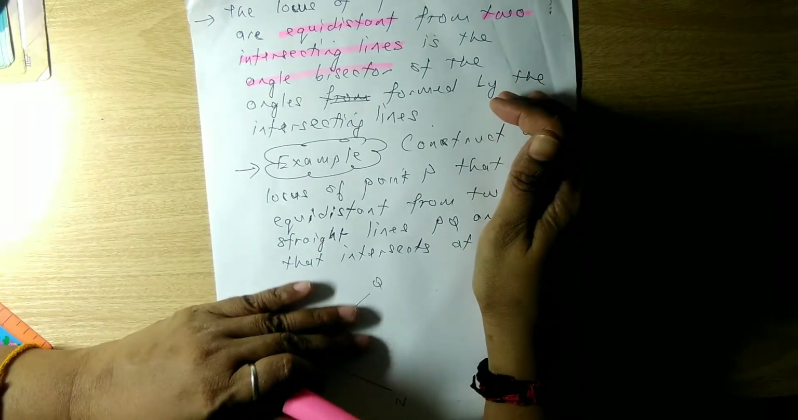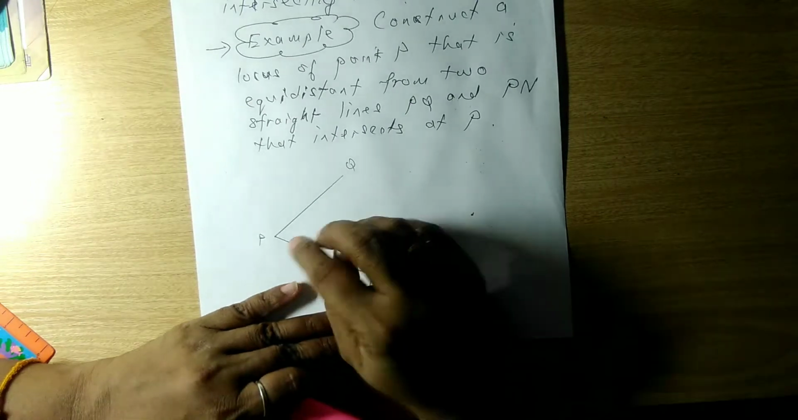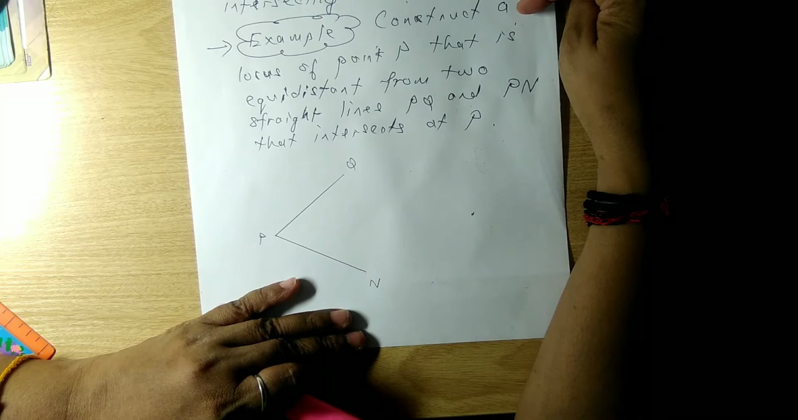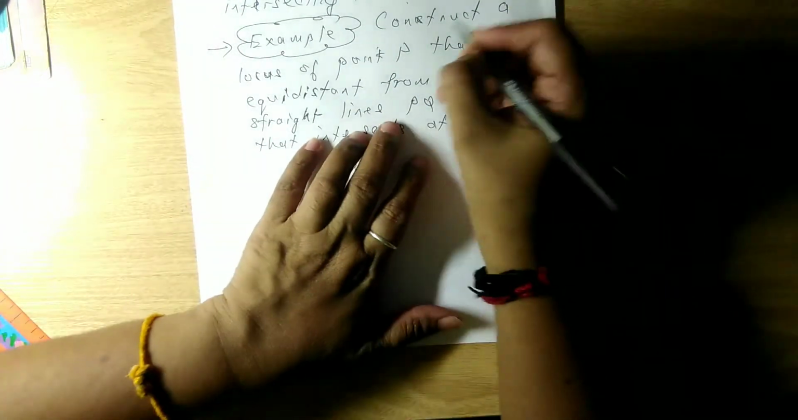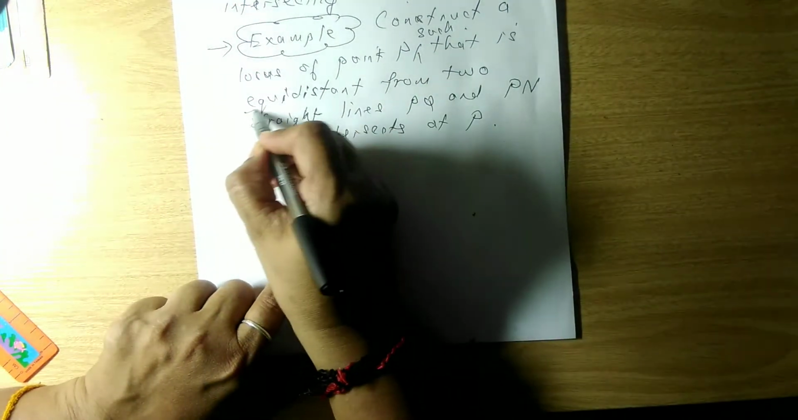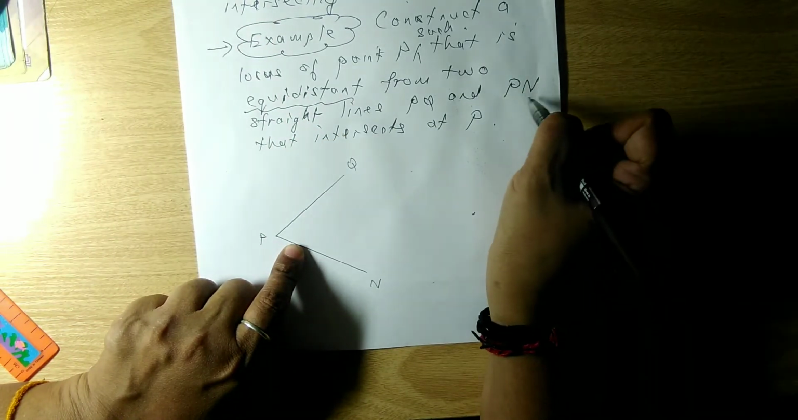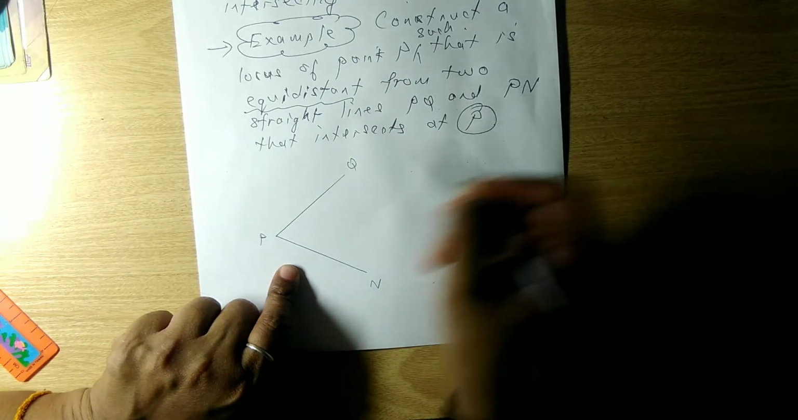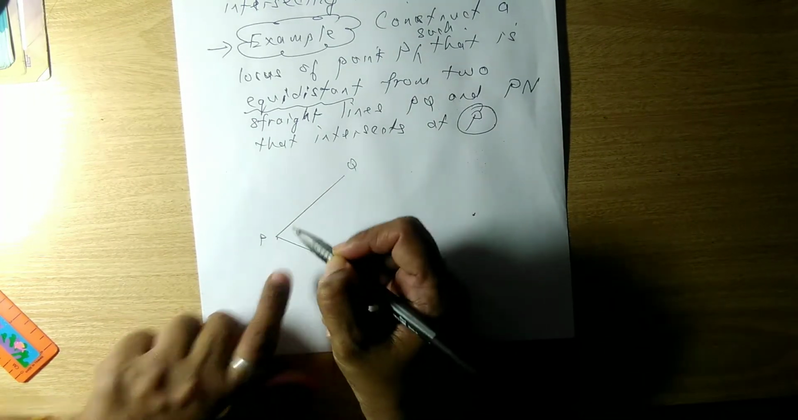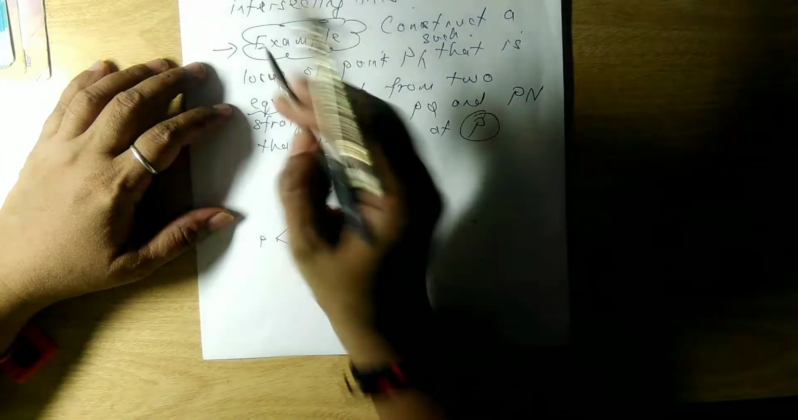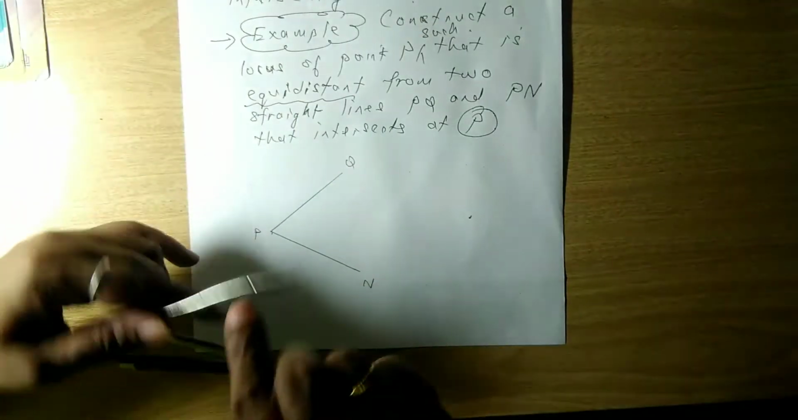So what they're trying to tell you is, for example, let's say I've got two lines, PQ and PN. They want us to construct a locus of point P such that it is always equidistant from the straight lines PQ and PN. The intersection is at P. That means my angle is here. So in this case, they are saying it is an angle bisector.